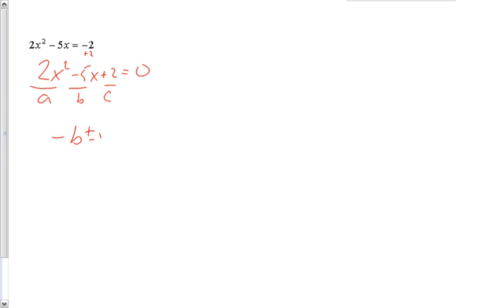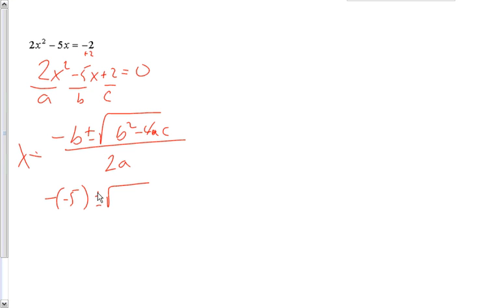Negative b plus minus the square root of b squared minus 4ac all over 2a. Memorize. Negative 5, put it over there so I can see it. Negative 5 plus minus the square root of negative 5 squared minus 4 times 2 times 2, over 2 times a, which is 2.